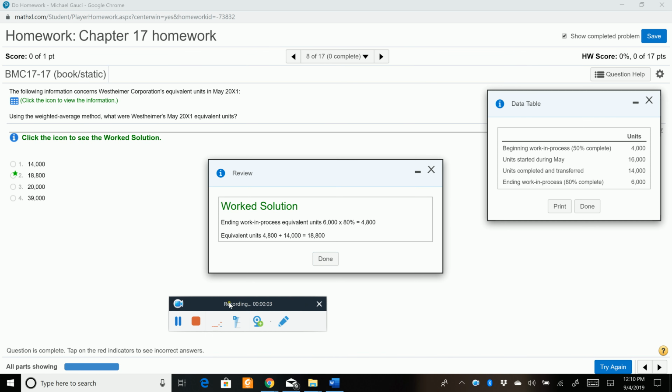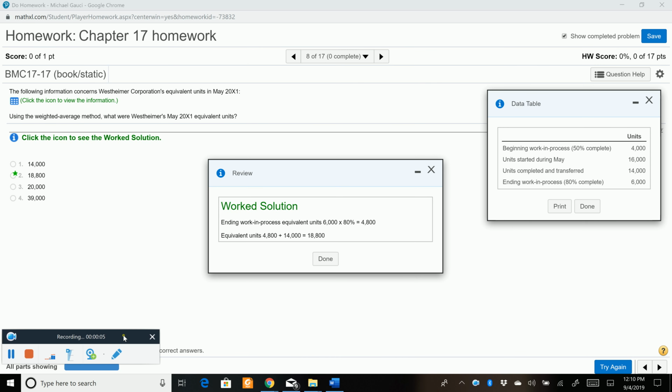Hello everyone. In this recording we're going to go through some of the homework exercises for Chapter 17, which is process costing. Now remember, once again, process costing is when we are making items that are very much identical to one another. Tubes of toothpaste, boxes of cereal, things like that, where they're all exactly the same. Therefore, we're going to uniformly allocate all of our costs, materials, labor, and overhead to the items in a very uniform way.